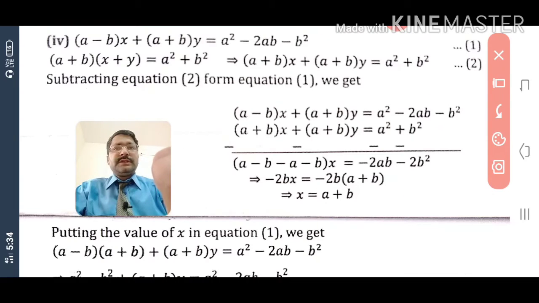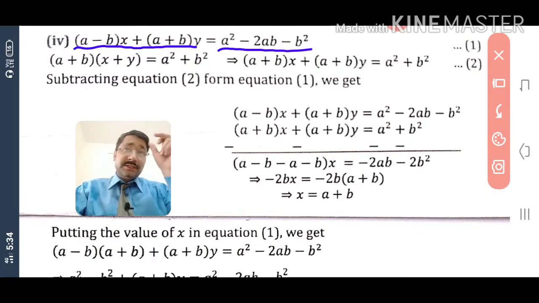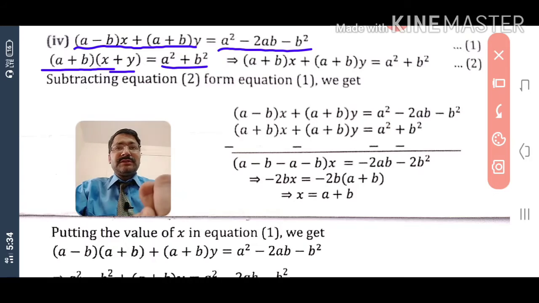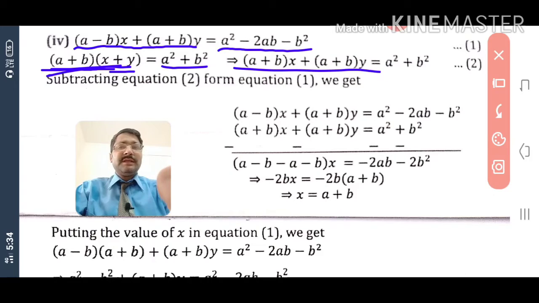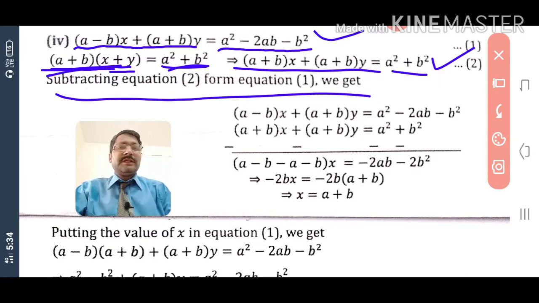First equation is (a minus b)x plus (a plus b)y equal to a square minus 2ab minus b square, and second equation is (a plus b)(x plus y) equal to a square plus b square. This second equation you open, meaning you separate x and y, so you get (a plus b)x and (a plus b)y and a square plus b square. So you can change this second equation. Now these two equations you only subtract. Subtracting equation 2 from equation 1. Subtracting means the sign will change.